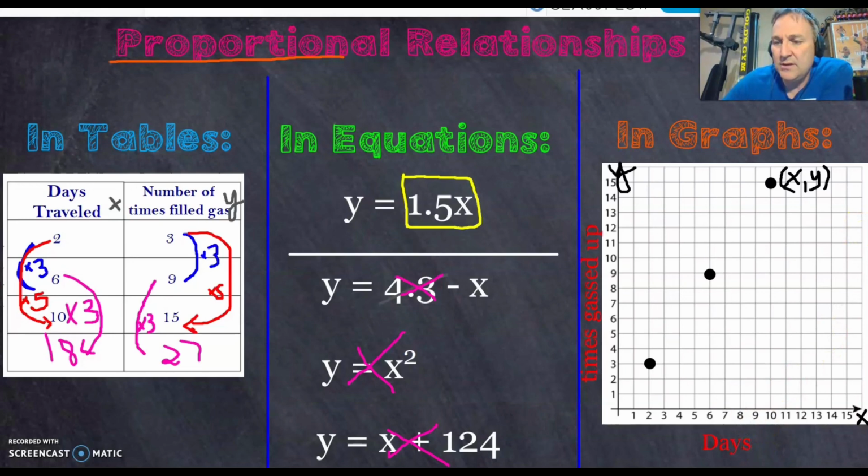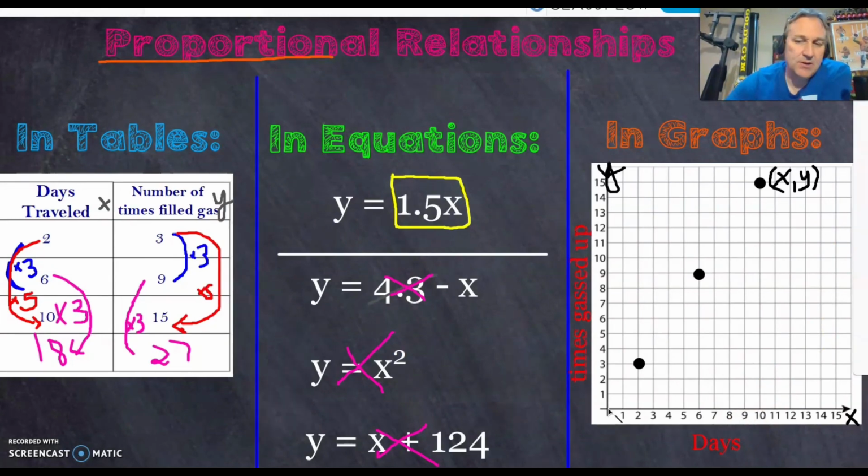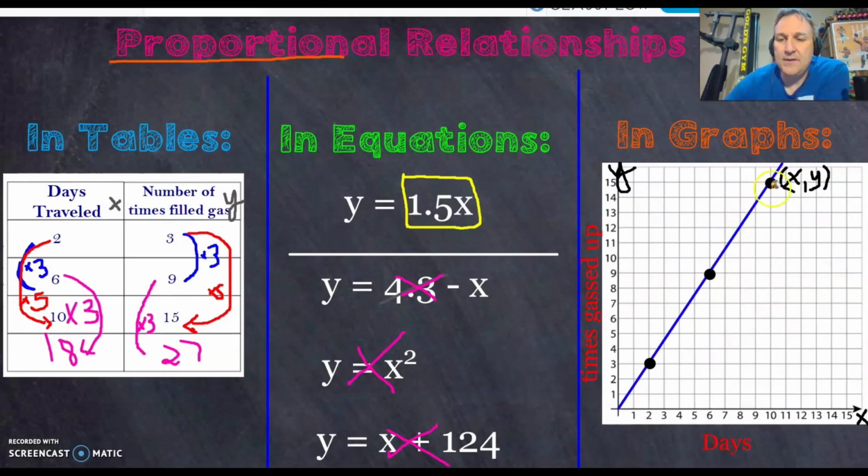But look what we can do here. If we were to connect those 3 points right there, it should form a straight line. Yeah, that should form a straight line, and that's the idea. If it forms a straight line through the points, then it's a proportional relationship. And you can pick other numbers on the line. If you can go 4, 6, look. If you go 4 days, that would be 6 times filled up. Does that make sense? Sure.